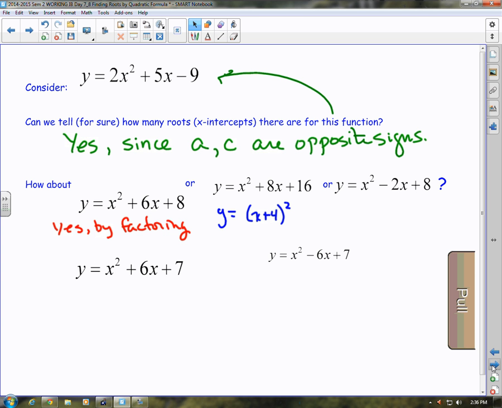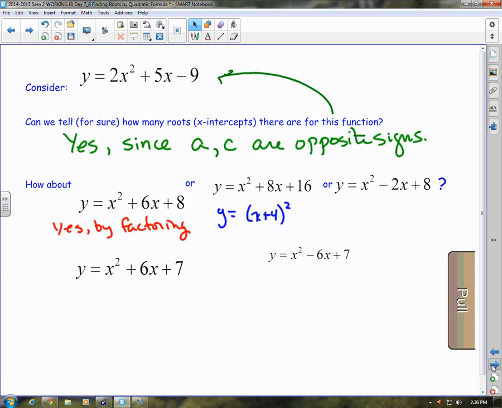So does it factor? Can it factor? Can you think of two numbers that will multiply to make positive 7 that will add to make positive 6? In other words, it doesn't factor over the integers. So then the next question is, is there another way that we could tell whether it will produce roots? Apart from completing the square, there's nothing else here that indicates that it does, unless we go through the process of completing the square.